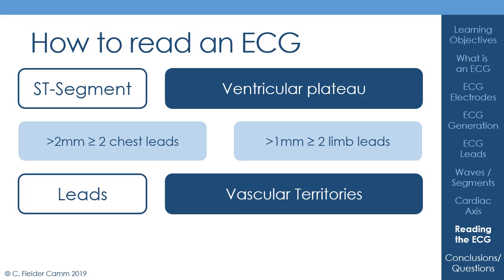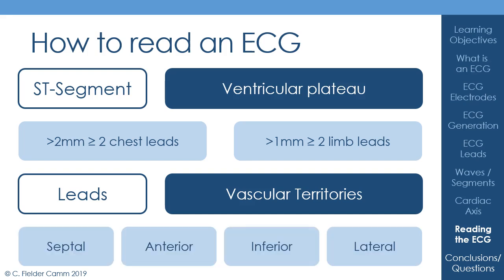And I think the key thing is that we use the leads on the ECG to look at different vascular areas around the heart. And broadly, there are 4 vascular areas: septal, anterior, inferior, and lateral. I'm not going to go into which leads represent each of those areas now, because I'll cover that in a lot more detail in lecture 2.